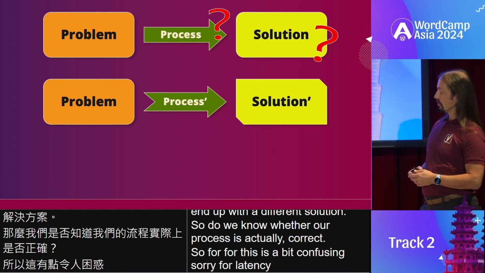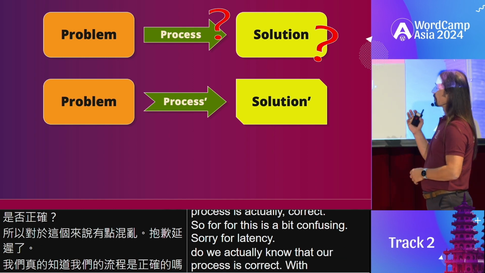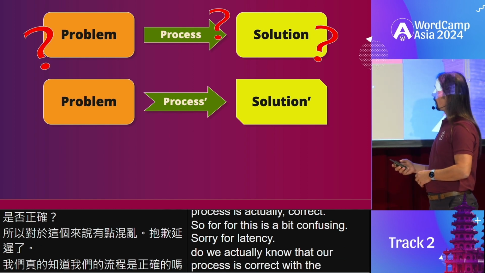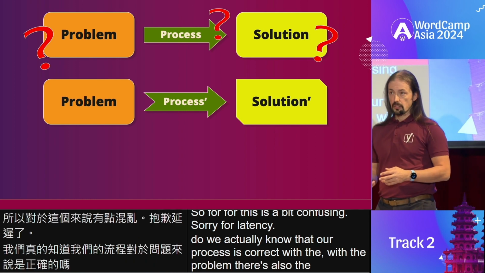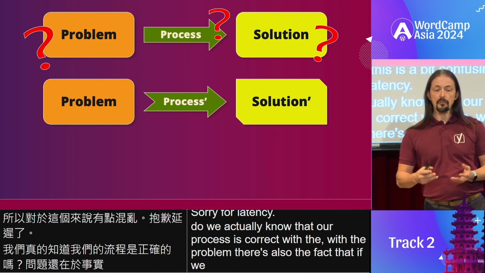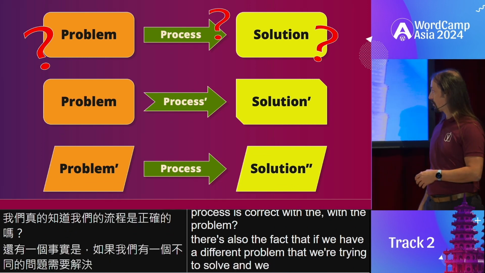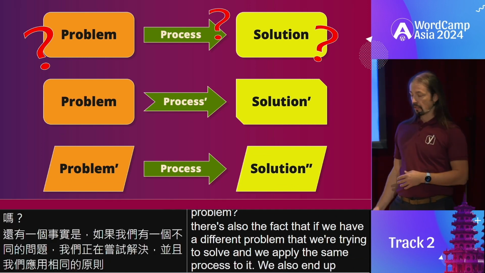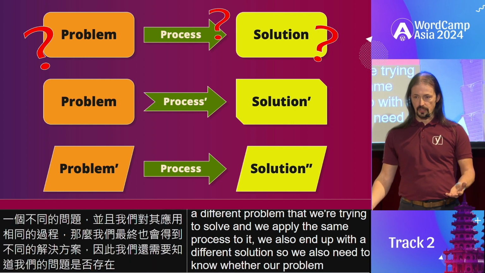Do we actually know that our process is correct? With the problem, there's also the fact that if we have a different problem that we're trying to solve and we apply the same process to it, we also end up with a different solution. So we also need to know whether our problem was correctly identified.